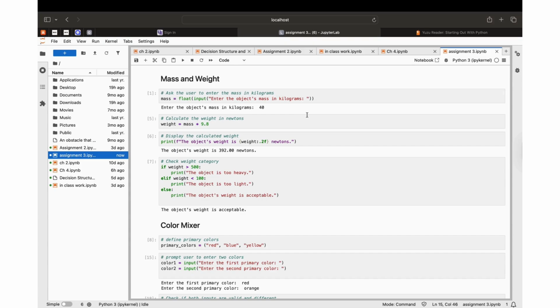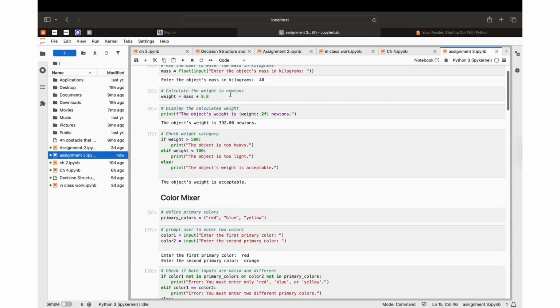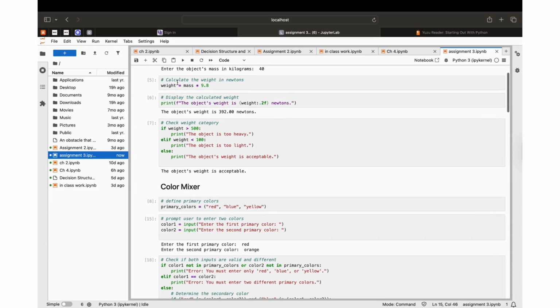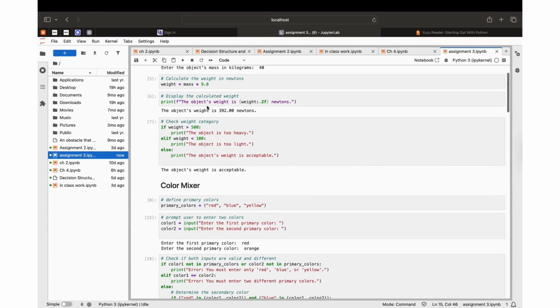Okay, so for this first question, I started by asking the user to enter the mass in kilograms, and I put that as an input question, so that's what the variable mass would equal. I just chose 40, and then I calculated the weight in newtons, so that is mass times 9.8, and that is the variable weight.